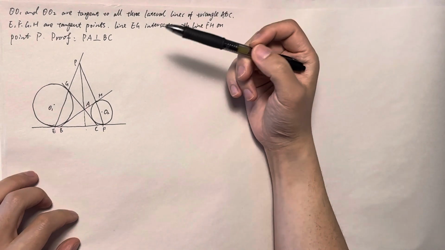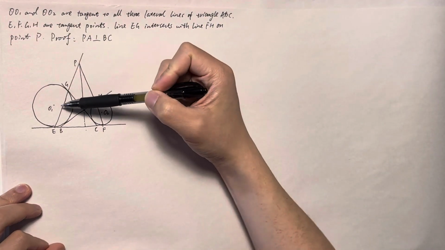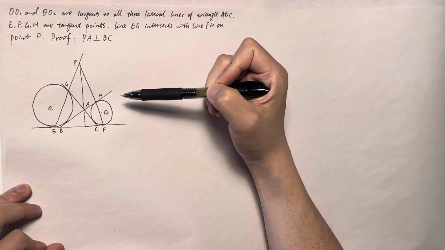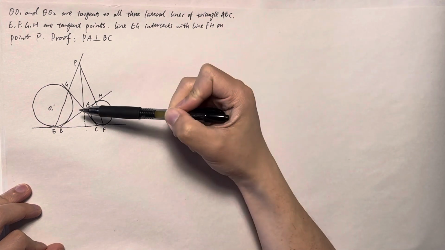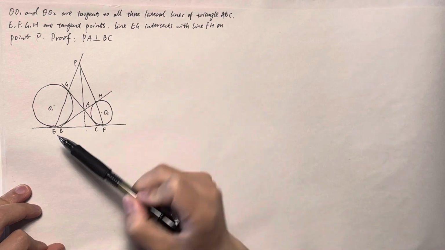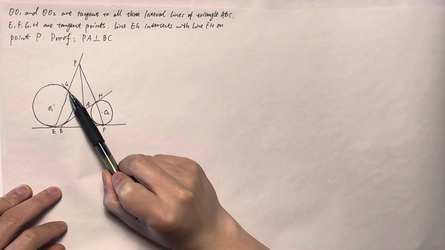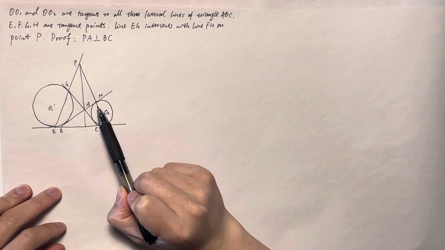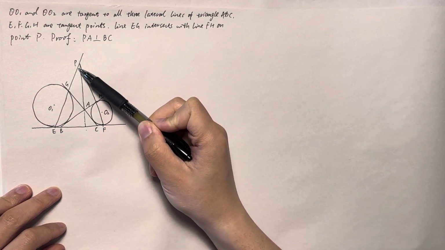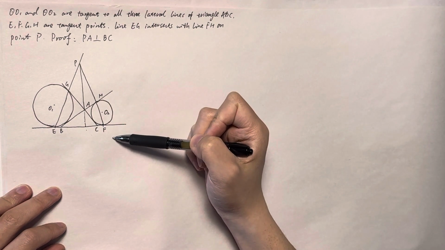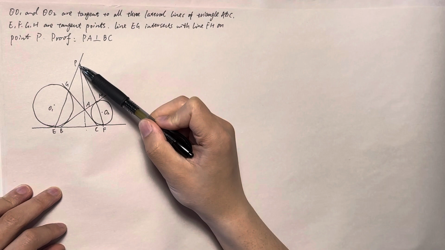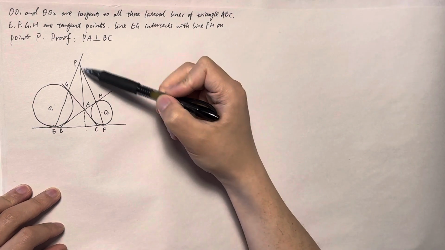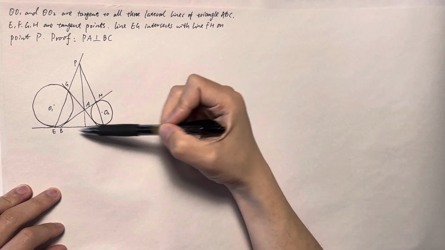Here is a problem. Circle O1 and circle O2 are tangent to all three lateral lines of triangle ABC. E, F, G, H are tangent points. Line EG intersects with line FH at point P. Prove PA is perpendicular to BC.